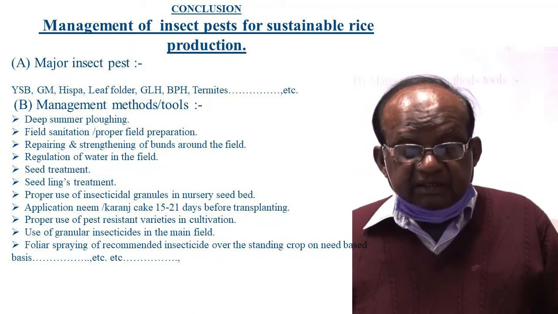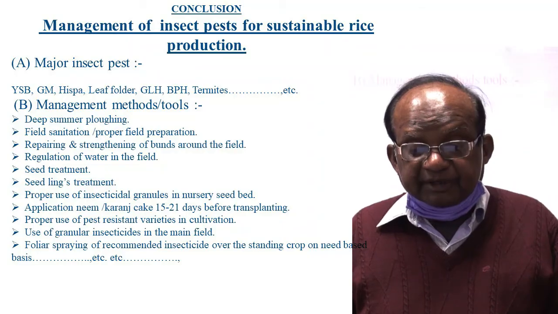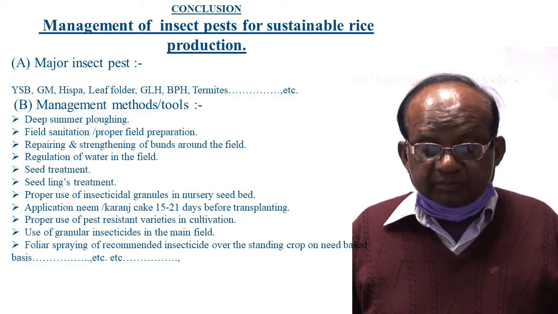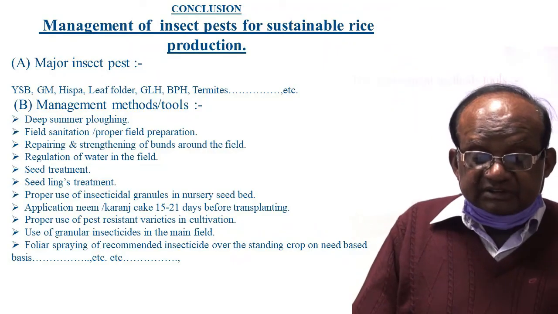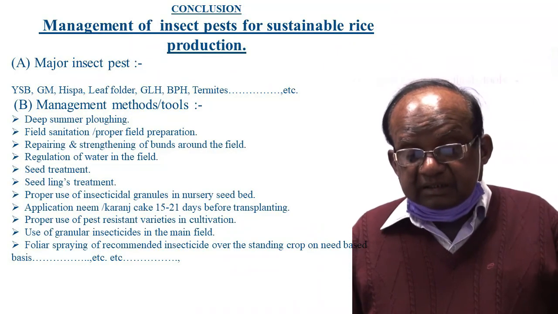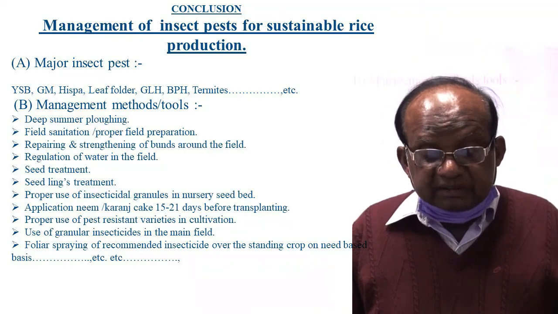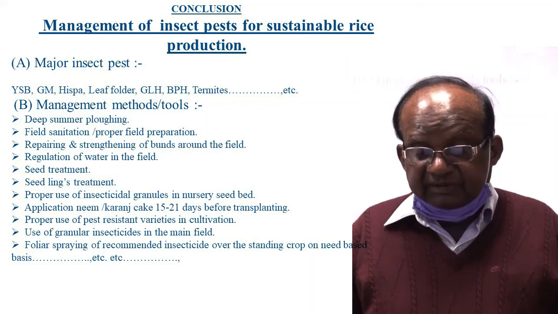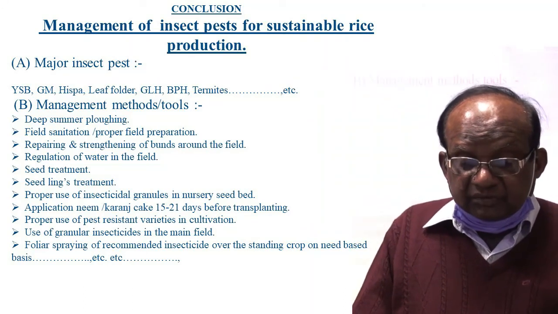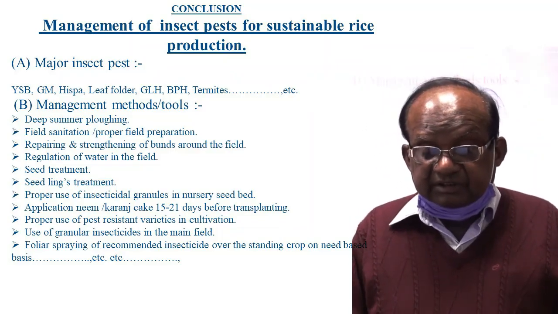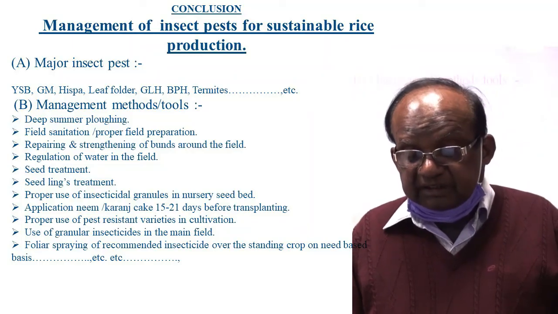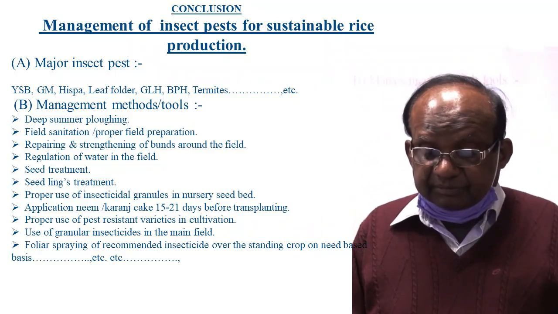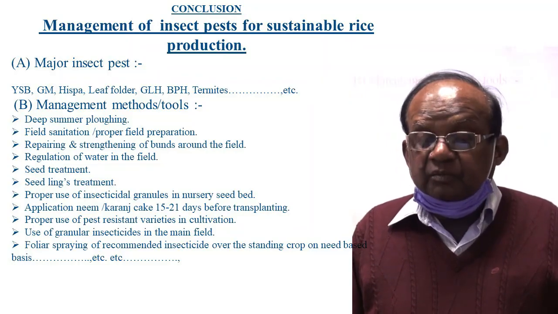Different major methods are deep summer plowing, field sanitation, proper field preparation, irrigation management, repairing and strengthening of bunds around the field, regulation of water in the field as per requirement of the crop, the season and the stage of the crop, seed treatment, seedling treatment, proper insecticidal granule application in the nursery bed, then application of neem cake, karanj cake or mahua cake as manure, proper use of pest resistant varieties, use of granular insecticides in the main field based on need, foliar application of recommended chemical insecticides or eco-friendly insecticides or biopesticides based on the intensity of pest attack. You can manage the crop effectively.